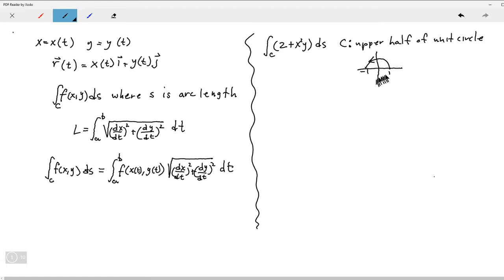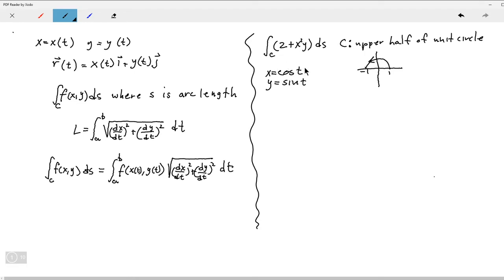Because my path is circular, I have to figure out how I'm going to parameterize this. Well, if my path is circular, then I'm going to use polar coordinates to parameterize. Since I'm on the unit circle, r is 1, so x is going to be cosine t, y is going to be sine t, and what happens to the arc length? If I calculate the arc length, the derivative of cosine t is negative sine t.